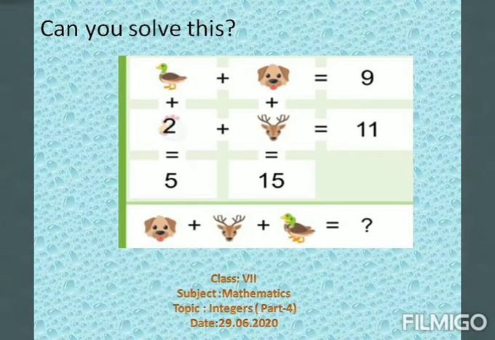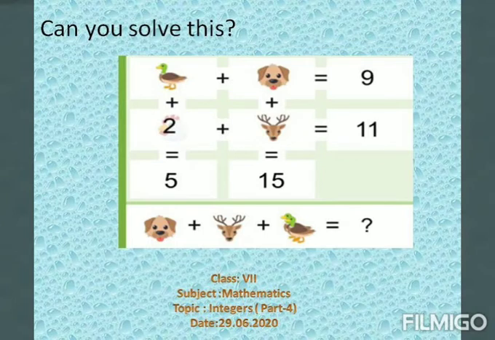As we found the value of duck and a deer, to find the value of a dog, we can move either in horizontal wise or in vertical wise. I am moving now in row wise, that is a duck plus dog is equal to 9. We found the value of the duck as 3. If we substitute 3 for duck, 3 plus dog is equal to 9. So what number should be added with 3 to get 9? The number is 6. Therefore the value of the dog is 6.